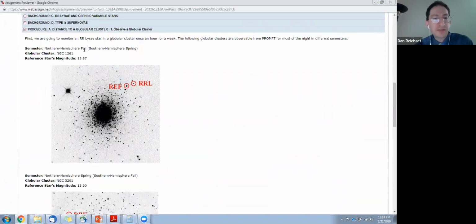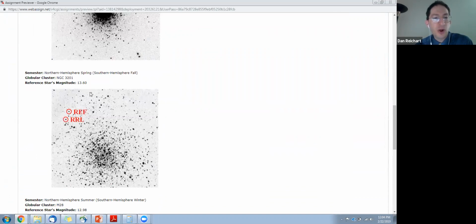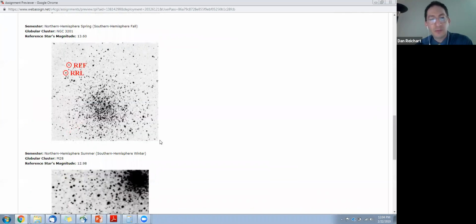In the northern hemisphere fall, we observe NGC 1261. In the spring, it's NGC 3201. And if you have summer students, they do M28. So there's always going to be one of these available any time of year. And the finding charts and all that will come back to you next time. But let's put in NGC 3201 just as an example.